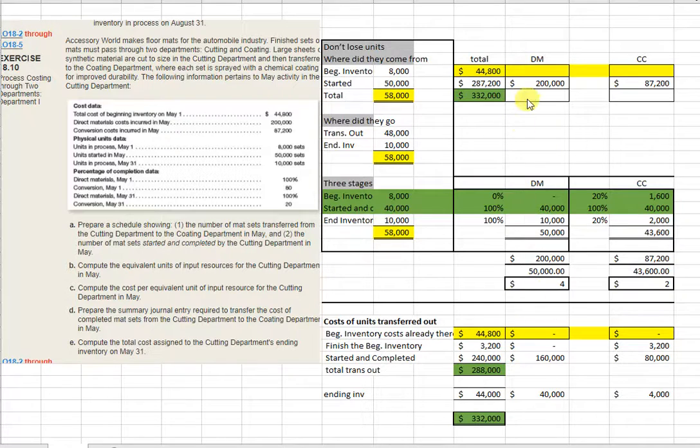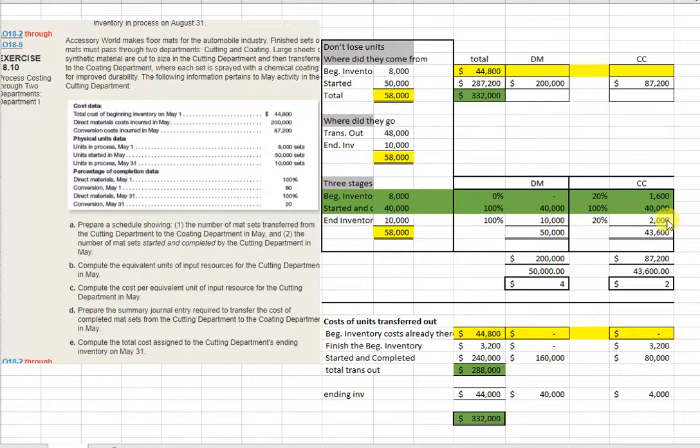And so I take my $200,000 of cost divided by my 50,000 scarves. I get $4 per scarf for materials. And I take my 87.2 divided by my 43.6. I get $2 per scarf. So that is the cost per equivalent unit. And again, it's the idea that 10,000 scarves, 20% done, are the same as making 2,000 complete scarves, equivalent units.